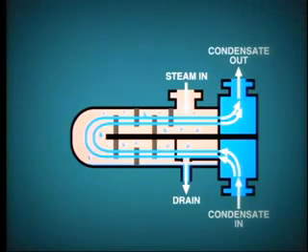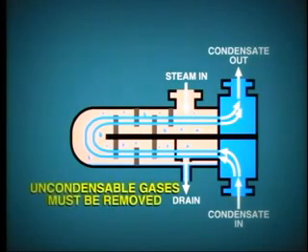As the steam condenses, it releases a small amount of dissolved gases such as oxygen and carbon dioxide. It is important that these uncondensable gases be removed, otherwise they will collect around the tubes and provide a resistance to the transfer of heat. The gases are drawn off through the vent system, which is piped back to the condenser.